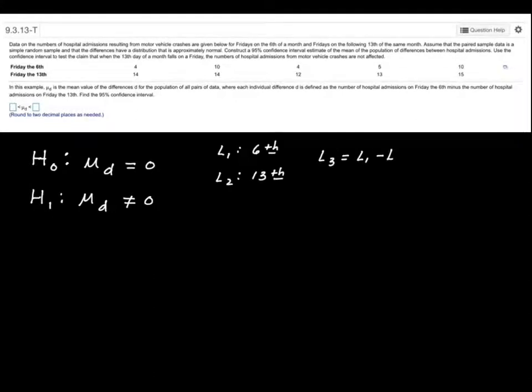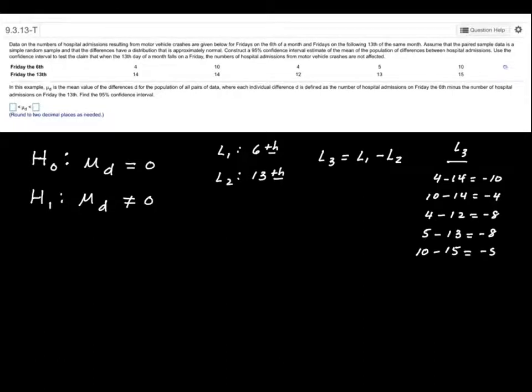And then I'm going to put my data into the calculator. So L1 is the data from Friday the 6th, and L2 is the data from Friday the 13th. And in the problem, they tell you to make the individual differences defined as the number of hospital admissions on Friday the 6th minus the number on Friday the 13th. And that way we keep the values correct for this confidence interval that we're creating.